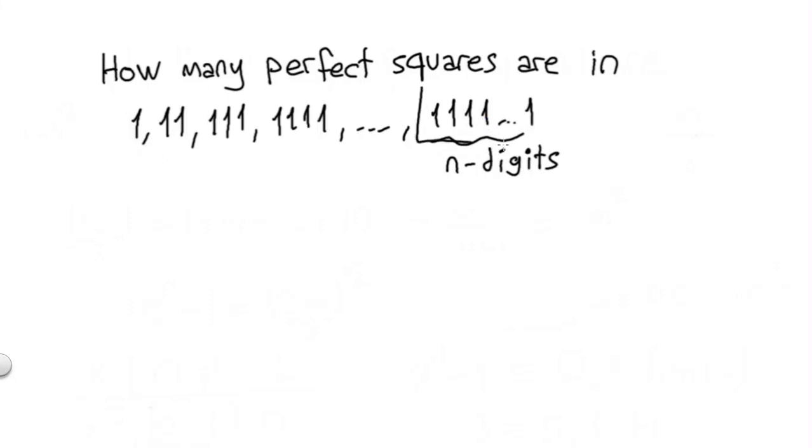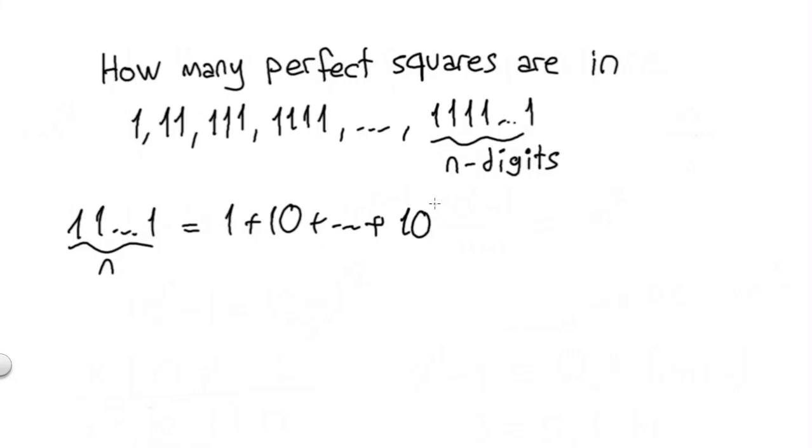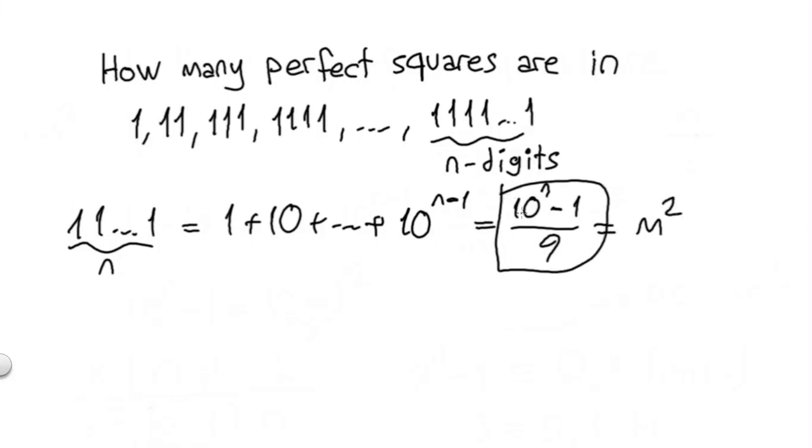So I'm just going to try to write this general term. This thing, 1, 1, up to 1, so this is n digits, okay? This is going to be equal to 1 plus 10 plus 100. It will go like this up to 10 to the n, but if I say that, it will be n plus 1 digits. So 10 to the n minus 1 over 10 minus 1, which is 9. So I want to see if there exists an m such that this is equal to m squared. So if this is a perfect square, okay?